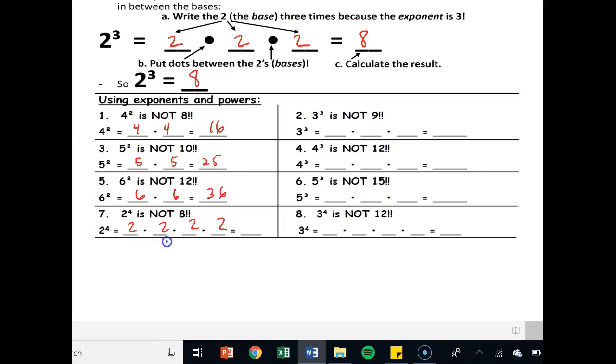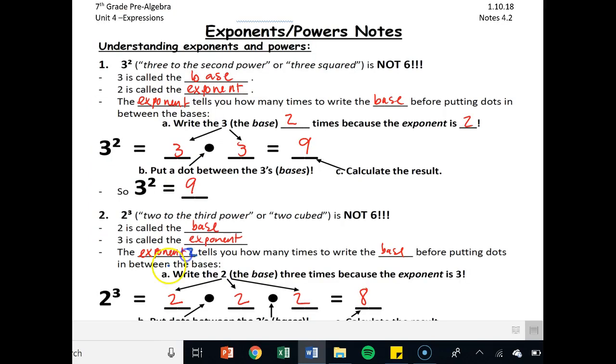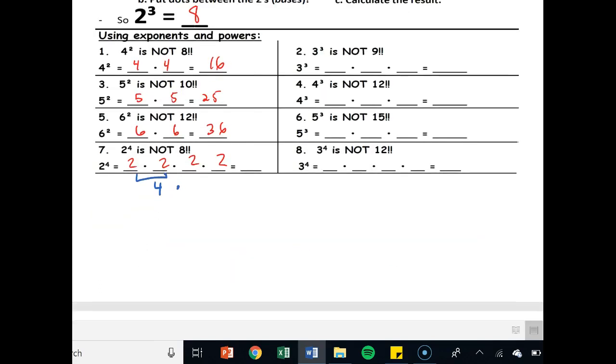So 2 times 2 is 4, and then 4 times 2 is 8, and then 8 times 2 is 16. So 2 to the fourth is 16. All right, I want you to try number 2 in Edpuzzle. Remember, that's not 3 times 3, it's 3 times 3 times 3. I want you to try 4 in Edpuzzle, 6 in Edpuzzle, and 8 in Edpuzzle.